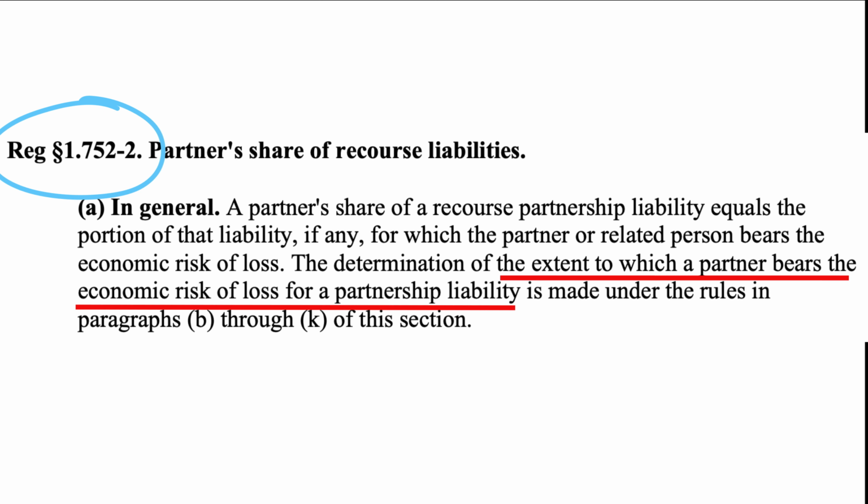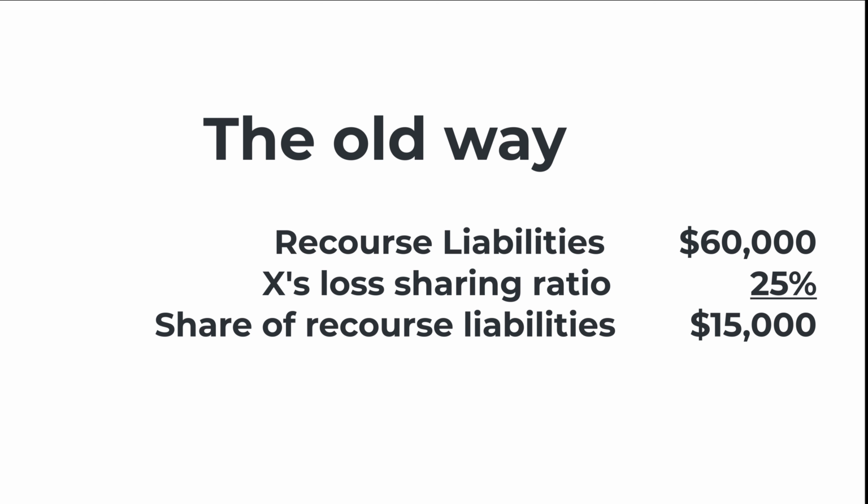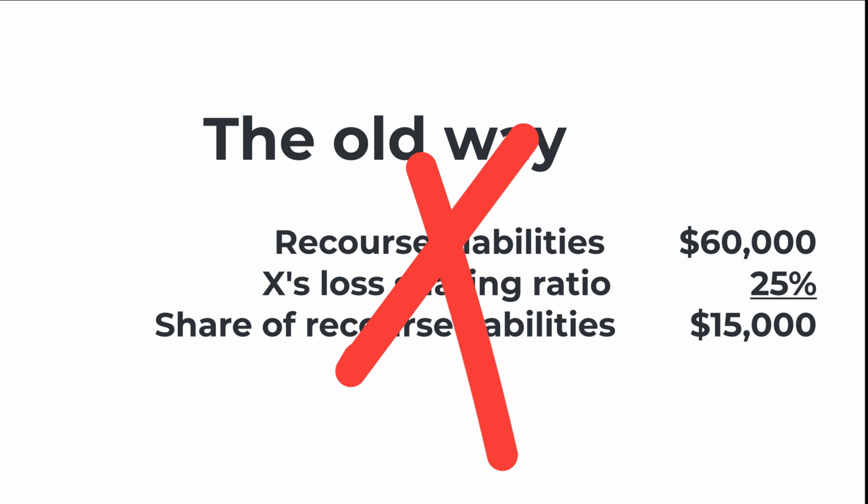Years ago, it was enough to simply multiply a partner's loss-sharing ratio by the amount of recourse liabilities to determine the partner's share of recourse liabilities. Eventually, though, the Treasury decided that this method was not accurate. Now, we need to estimate how much of a recourse liability that a partner potentially must pay if everything goes wrong in the partnership in order for the partnership to repay the liability.